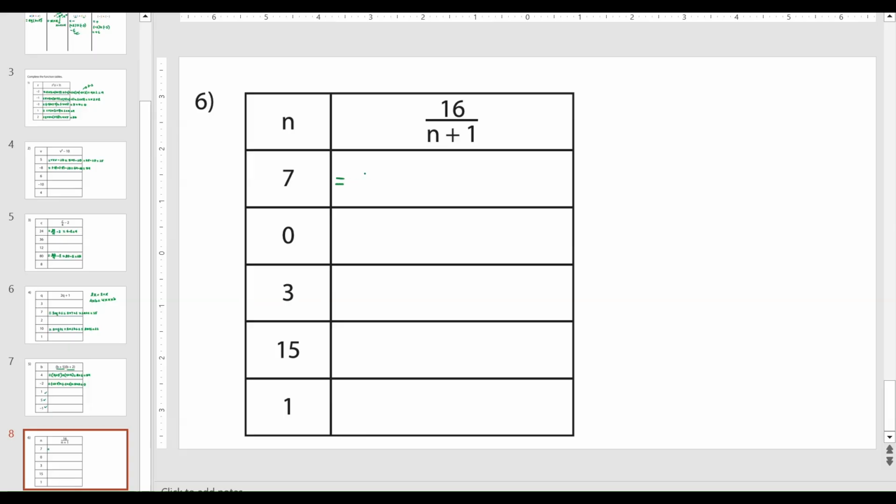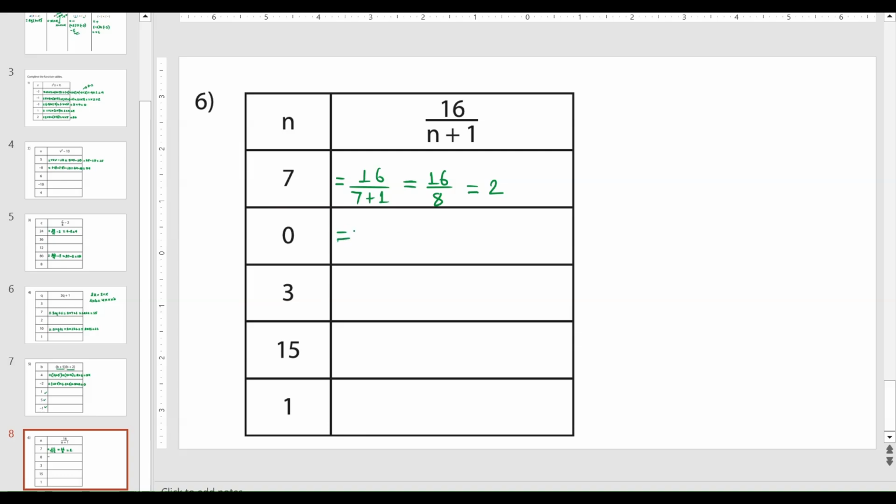So let's start. 16 whole by n plus 1. N is our 7 here. 7 plus 1. Now let's simplify this. 16 by 7 plus 1 is 8. Now 16 by 8 is 2. So when we have n equal to 7, the value is 2.